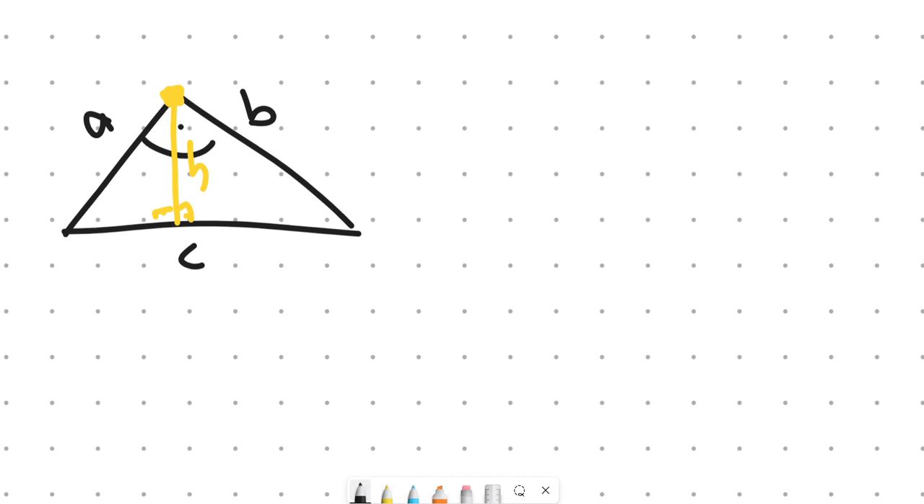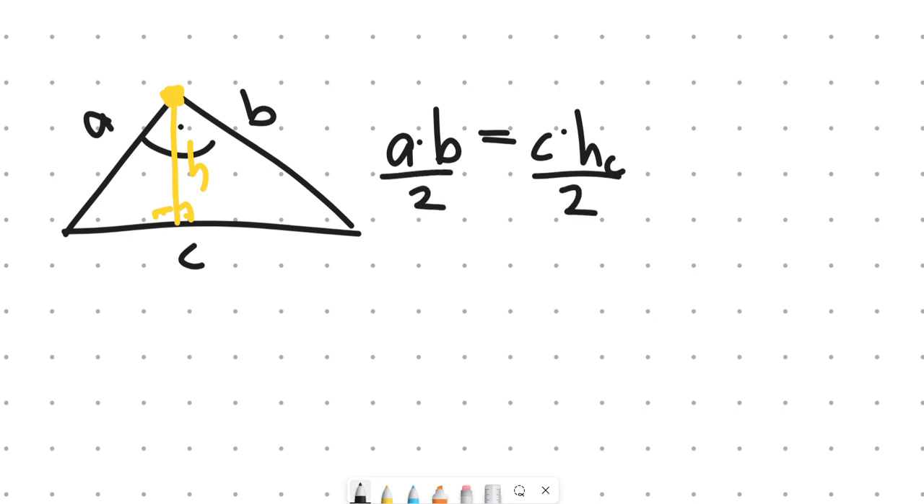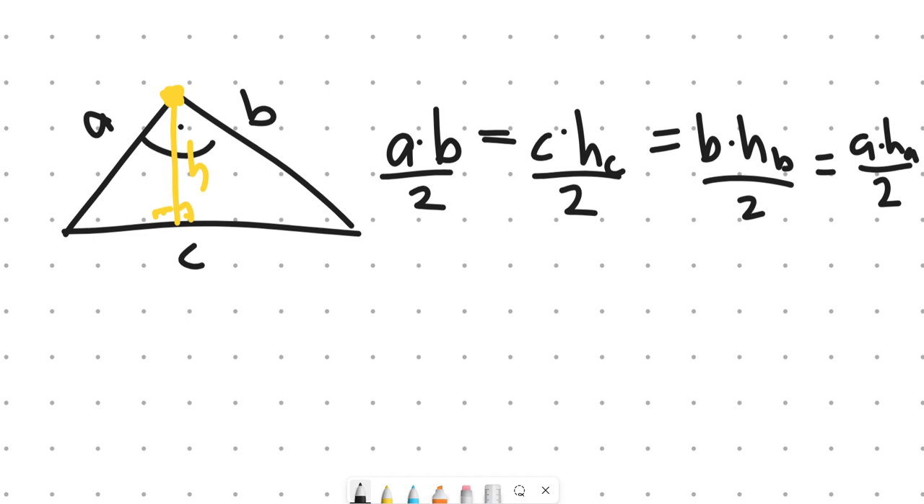We can normally say that the area of the triangle here can be A times B divided by 2, or it can also be C times H of C divided by 2. And yes, we can also take B and the height of B divided by 2, and A times the height of A divided by 2.